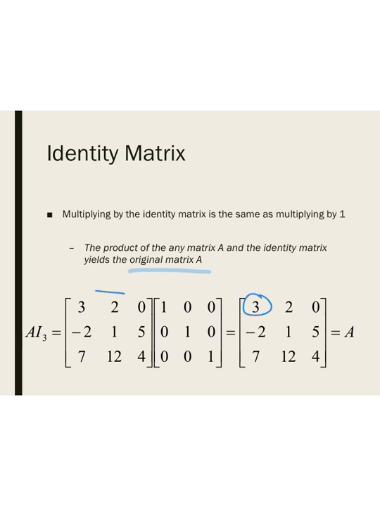If I take my first row and multiply by my first column, then I get 3 times 1, which is 3, plus 2 times 0, plus 0 times 0. So I have 3 plus 0, which results in just 3. And so if I did that with every other element, again, we would end up with exactly the original matrix we started with.